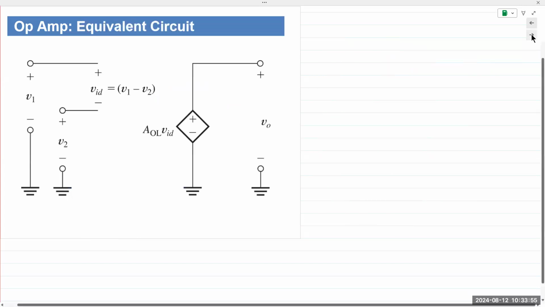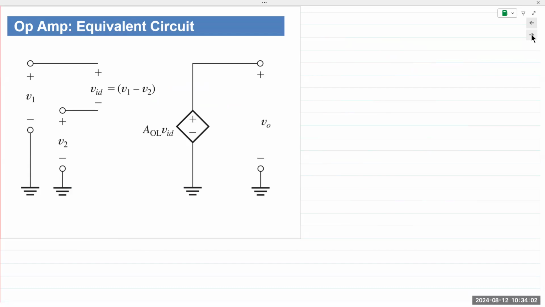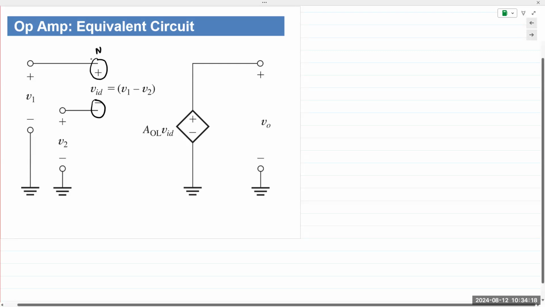Okay. So this is the equivalent circuit of an op-amp. Remember, we use a lot of different kinds of analytical models for our electronic circuits. So this is one kind of model that we use for an op-amp. This is the non-inverting input. This is the inverting input. So non-inverting, and this is the inverting input.